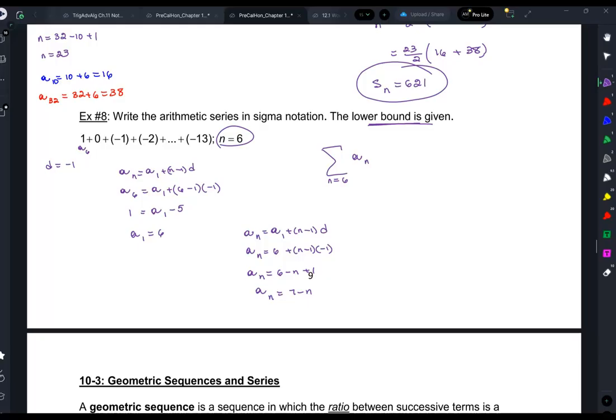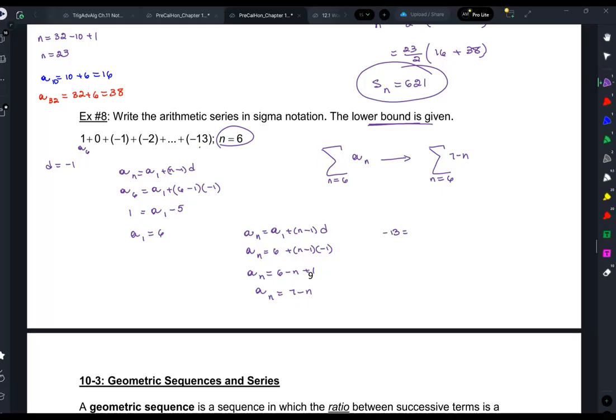So what's going to happen here now is it's going to be n equals 6. This is going to be 7 minus n, right? And then how about the upper bound? How big is it? Where does it end? So if this is 6, where is this one? Well, you can use the formula again to find it.